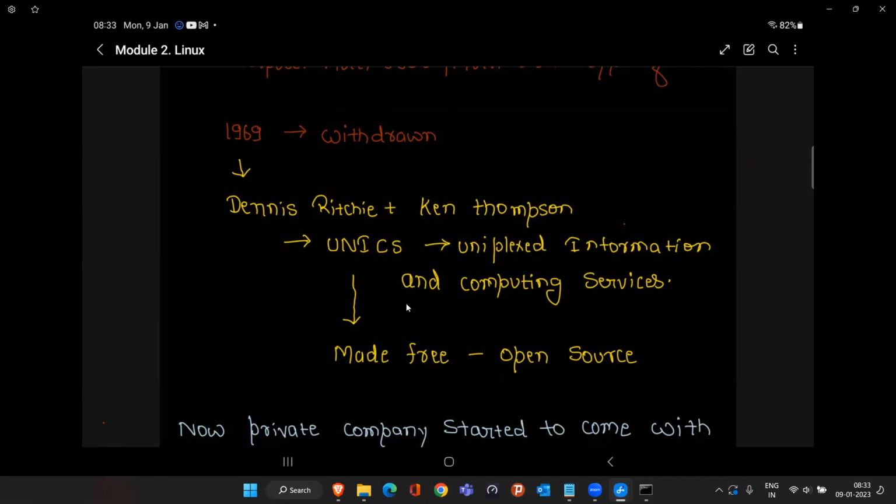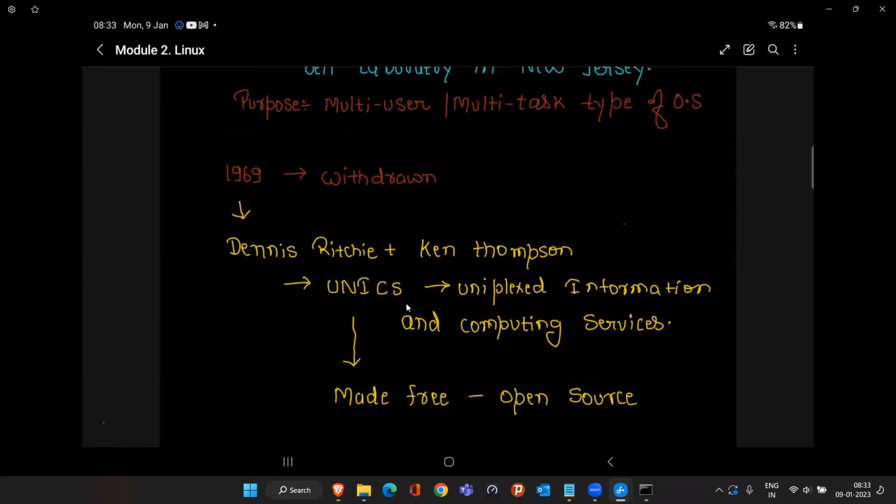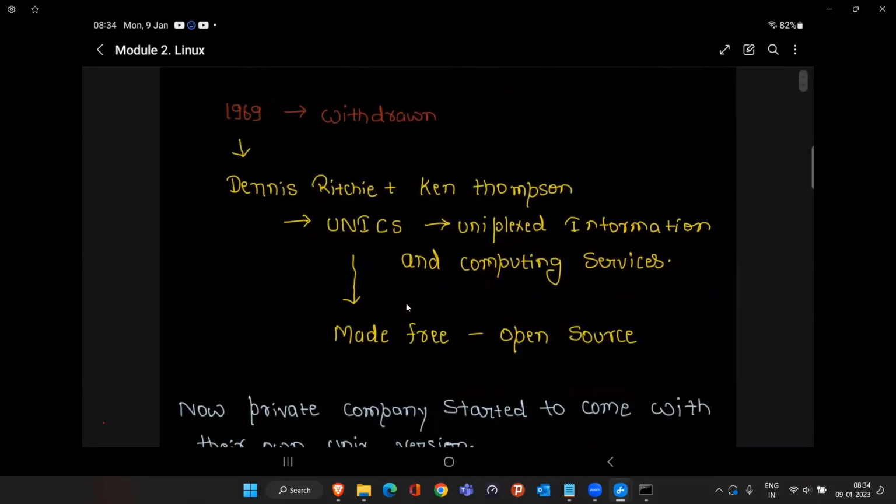At the end they were able to create the operating system which has multi-user and multitask functionality, and they called that operating system Unix. Currently we say UNIX, but previously when it was created, its name was UNICS, and its full form was Uniplexed Information and Computing Services. Once that operating system got created, they made it free, which means anybody in the world can use it. That's why I'm calling it open source. So Unix became an open source operating system.